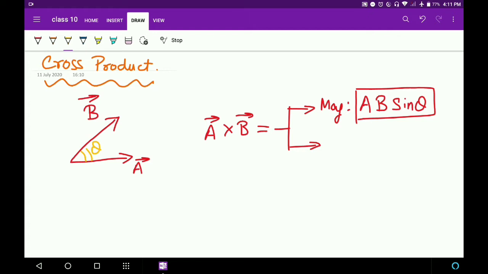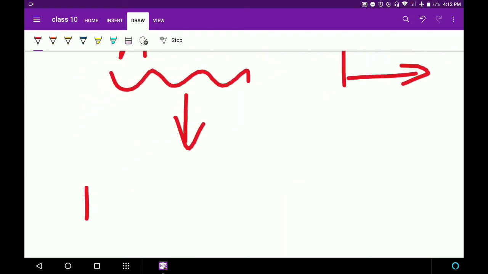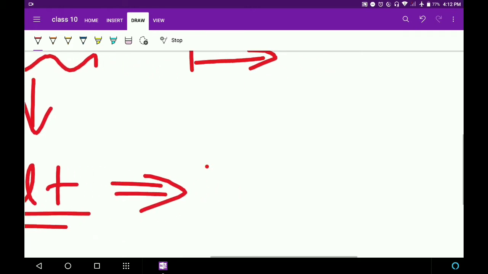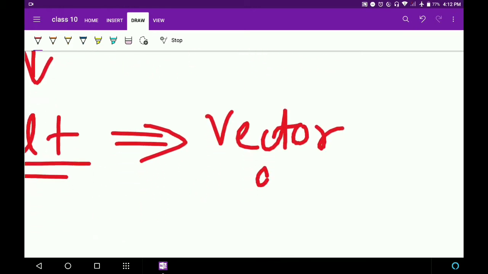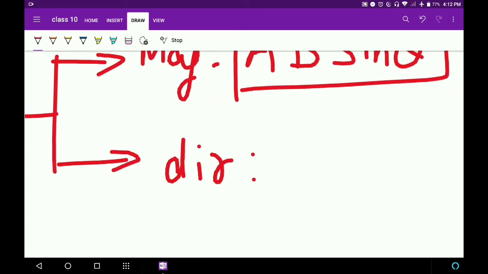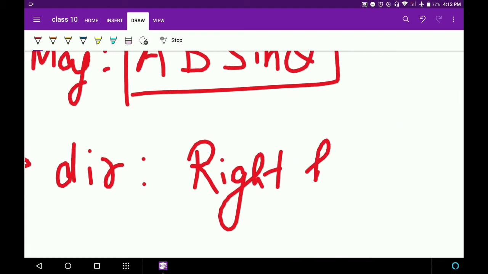This will give you the magnitude part of the answer, but the answer will not only have magnitude, it will also have direction, because this product will give me a result which is a vector quantity. So over here I will not only get the magnitude, I will also get a direction. Now to find out the direction, we will be using the right hand thumb rule.